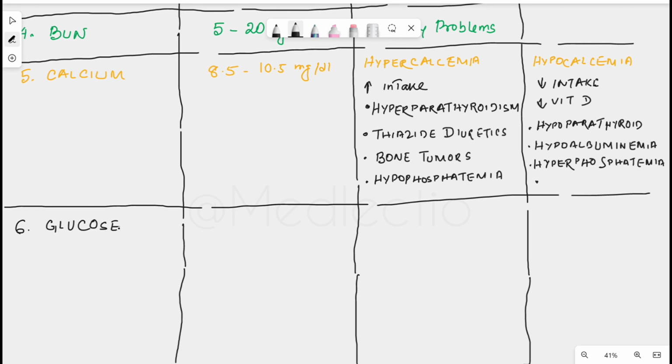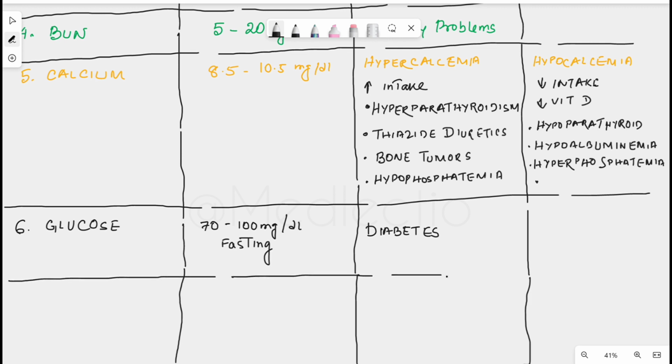So next one is glucose, 70 to 100, it's fasting one. Postprandial is different, so let's read fasting first. If it increases, we know it's diabetes, you all know that. So more than 110 in fasting, we suspect it's diabetes mellitus.